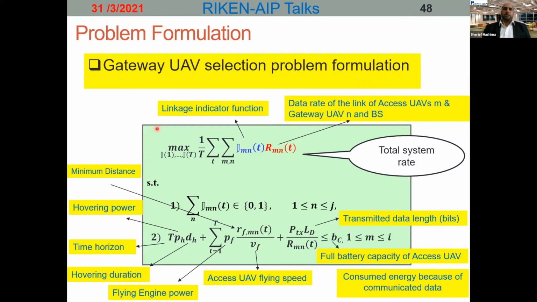In the problem formulation, we will try to maximize the total sum rate between the two UAVs, subject to there being a connection or a linkage between the two UAVs. And second, we have to update the information of battery consumption. Here, T is the time horizon, rho H is the hovering power, D H is the hovering duration, rho F is the flying engine power, R F is the minimum distance between M and N, and V F is the access UAV flying speed, and this is the transmitted data length over the rate.